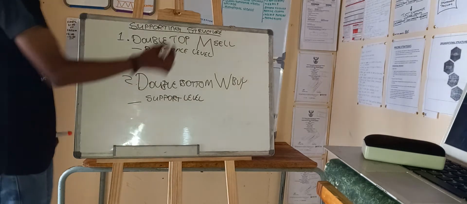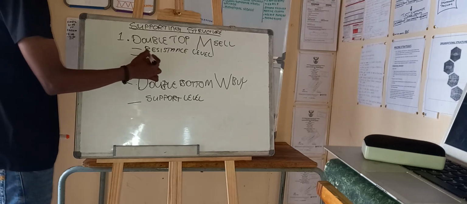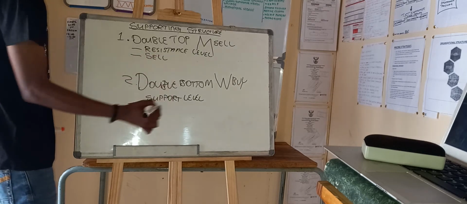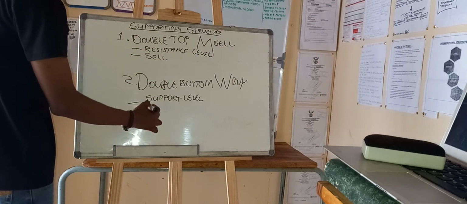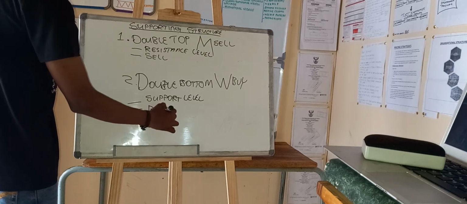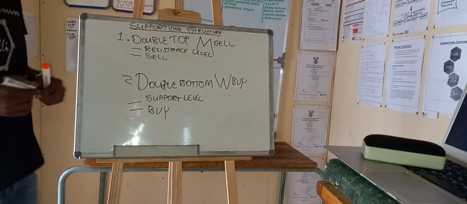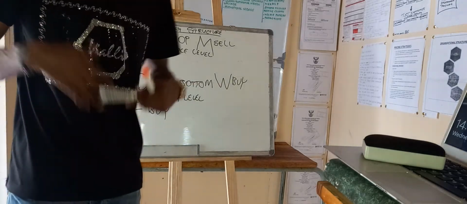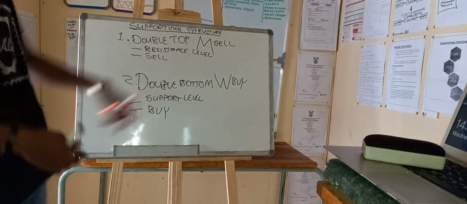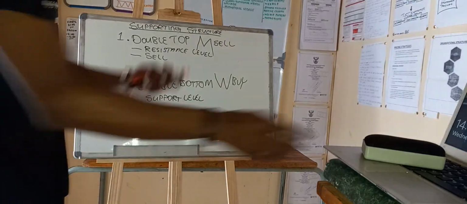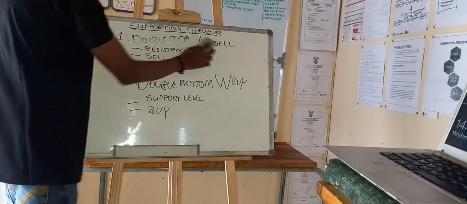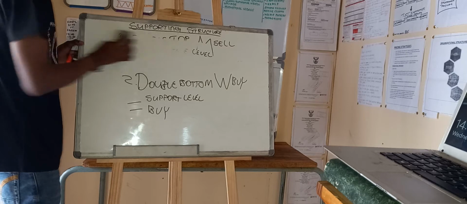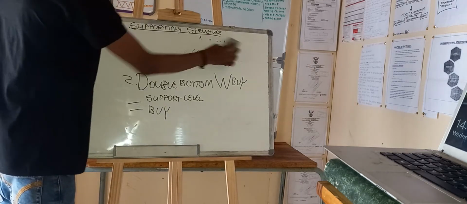Okay? When you see a double top, we expect the market to sell, right? When you see a double bottom, we expect the market to buy, right? Some call the double top the mullahs, and then some call the double bottom the wheelies, right? We sell there, we buy there. And the double top simply means the market is overbought. And the double bottom, the market is oversold.